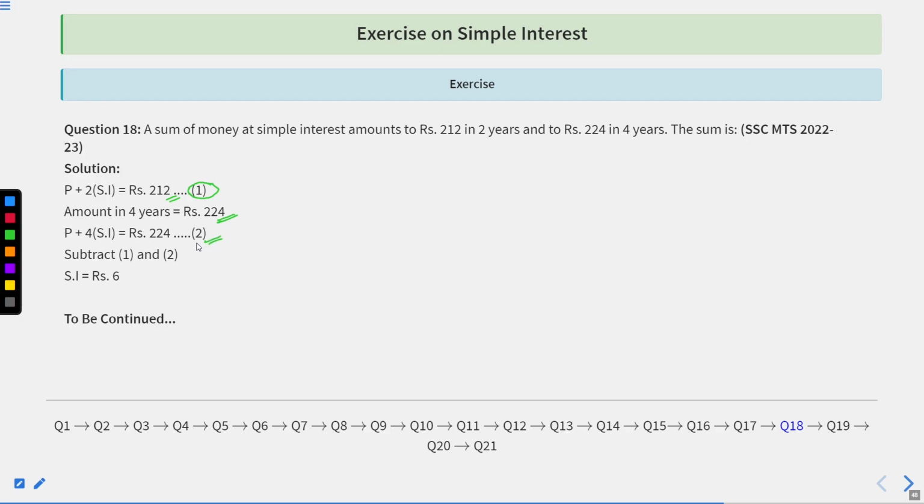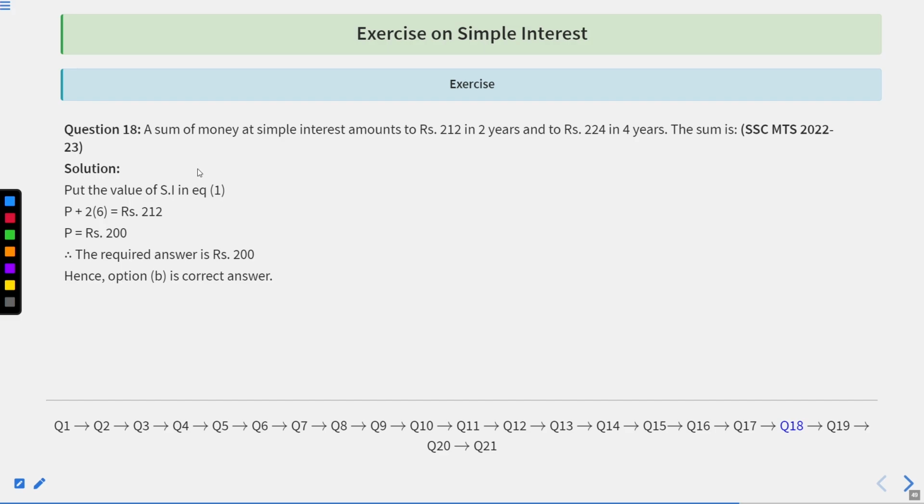Now we have two equations and two unknowns. Subtract them and we will get simple interest equal to 6. So put the value of simple interest in equation 1 and you will get principal plus 2 times 6 is equal to 212. The principal amount was 200. Therefore, the required answer is 200 rupees. So the option correct here is option B.